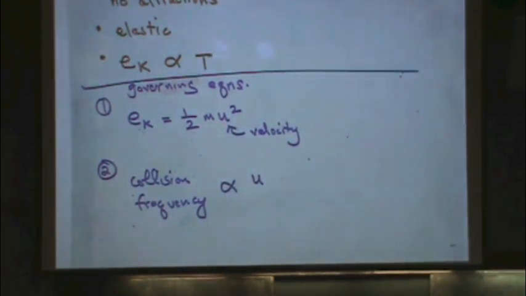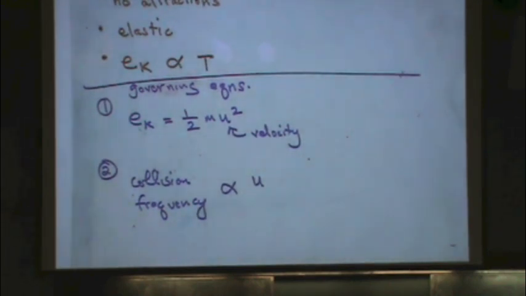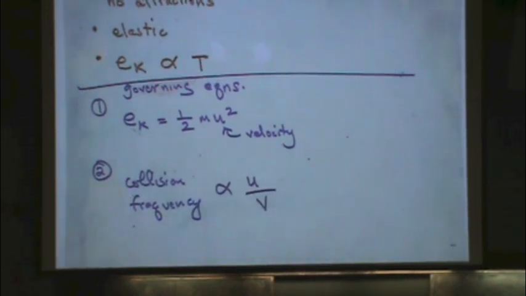Let's think about volume. If there's more space, are there more or fewer collisions? You would expect fewer collisions, so I'm going to put volume down here. As volume goes up, collisions should go down. The roads are bigger, there are fewer collisions.